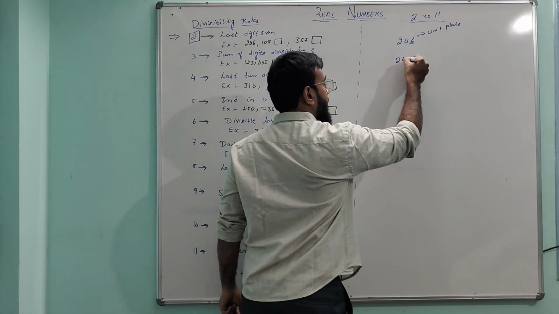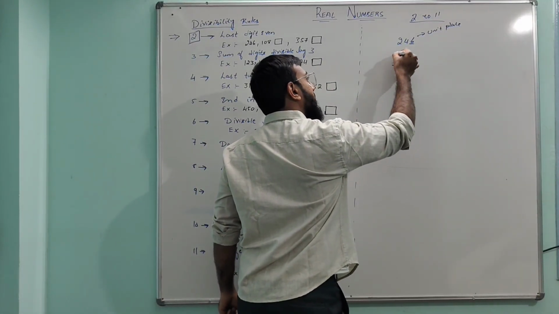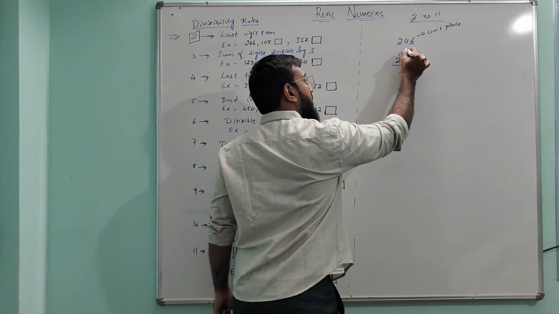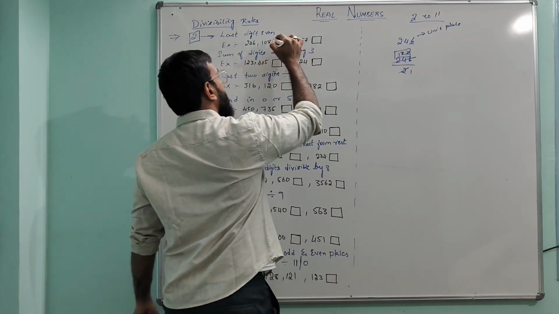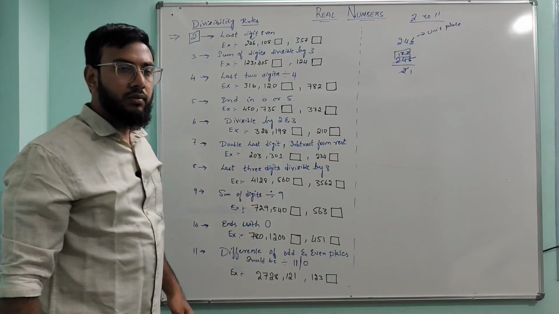Let us check once. 246 divided by 2. 2 1s are 2, 2 2s are 4, 2 3s are 6. So 123 is the answer. Yes, it is divisible.